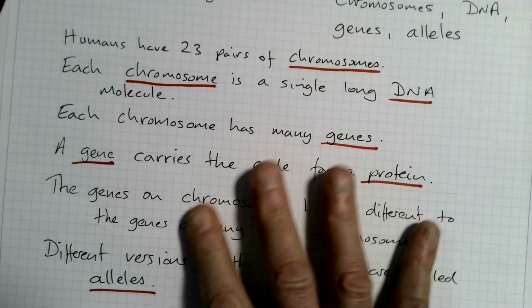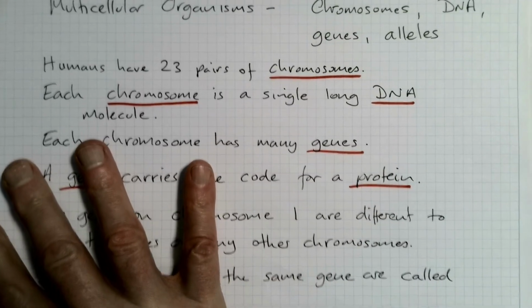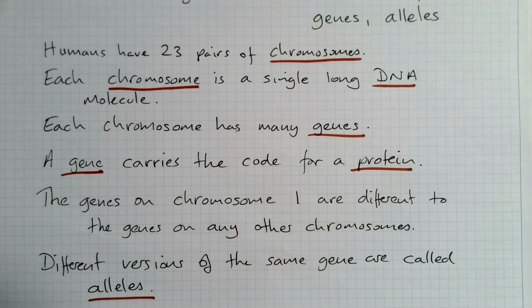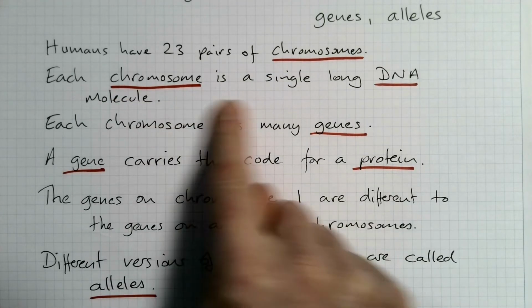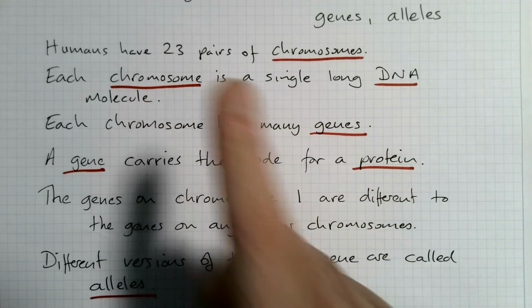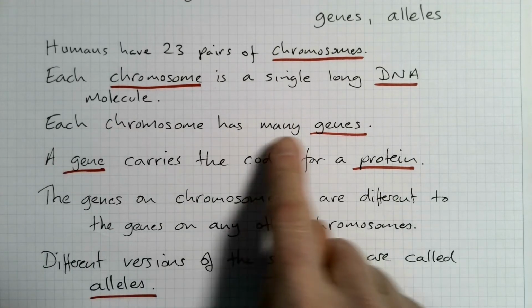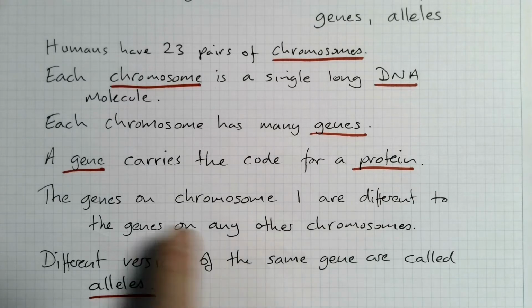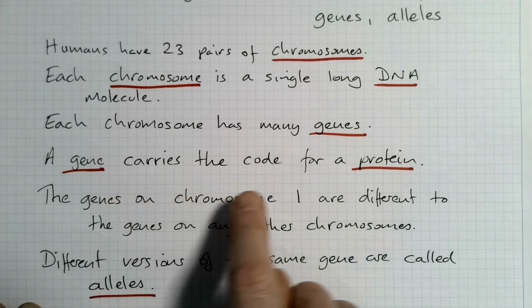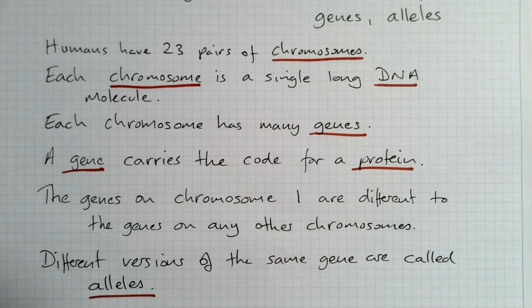So let's just go to the summary page and we'll just run through the notes. It's very easy. So humans have 23 pairs of chromosomes. Each chromosome is a single long DNA molecule, and each chromosome has many genes, but it's got a lot of DNA in there that isn't genes as well. So the gene's only a small part of the DNA. A gene carries the code for a protein.